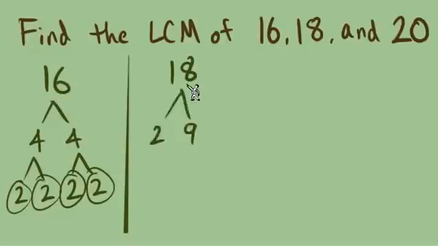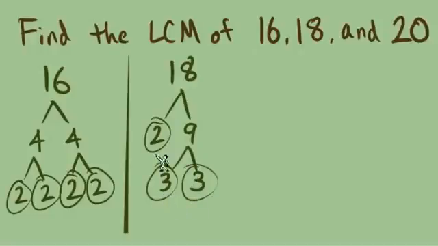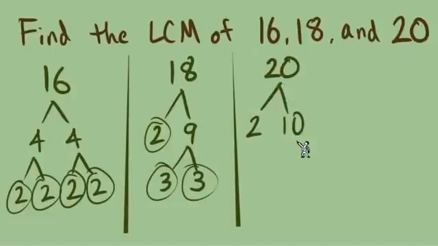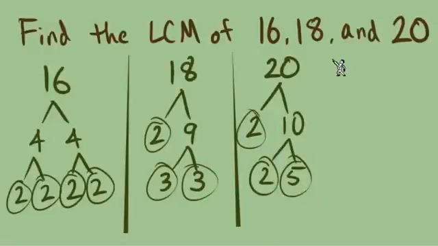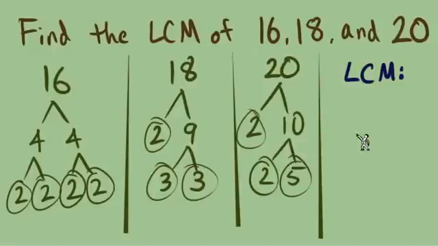Next, 18. 2 times 9, and there's our prime, and 9 is 3 times 3, so we have 2 more primes there, 2 times 3 times 3. And finally, 20 is 2 times 10, there's the prime. 10 is 2 times 5, and those are both primes. So we have prime factors in 3 different trees. Our rules about building the LCM are still the same. We'll have to use all these different factors, 2's and 3's and 5's, and we have to choose them based on where we see the most.